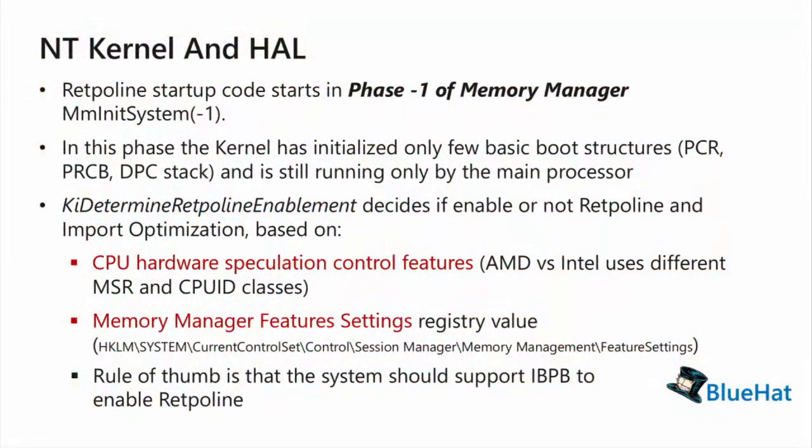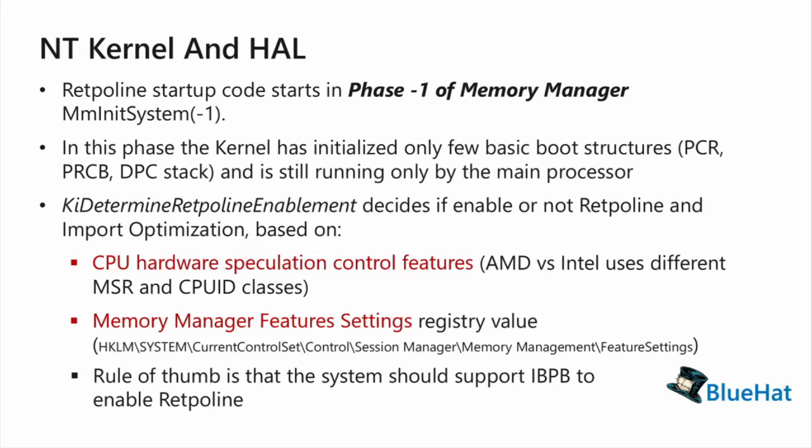Okay, let's speak about the details of the implementation. When you start your computer and the execution control goes to NT kernel, phase -1 of the memory manager initialization checks if Retpoline needs to be enabled. At this stage, there is nothing initialized, only a few boot structures, like the processor control region, processor control block, and DPC stack, and not many others. The function KiDetermineRetpolineEnabled decides whether or not to enable Retpoline and import optimization based on mainly two things.